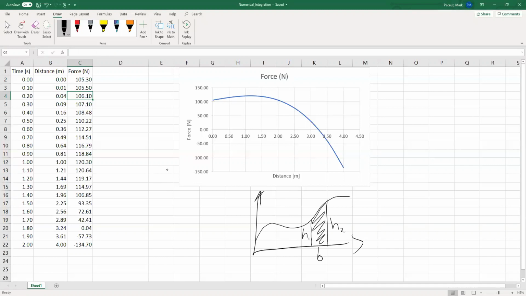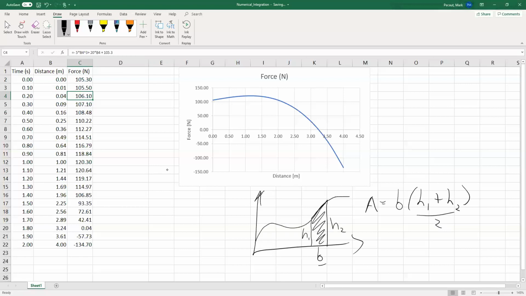Now, I realize that this is curved right here, but if these points are very close together, we can approximate this with a straight line. And that then looks very much like a trapezoid. And so the area of that trapezoid is going to be equal to the base, which is the bottom section here, times the sum of the heights, divided by 2. Okay, so that's just the area of a trapezoid. You can look that up.